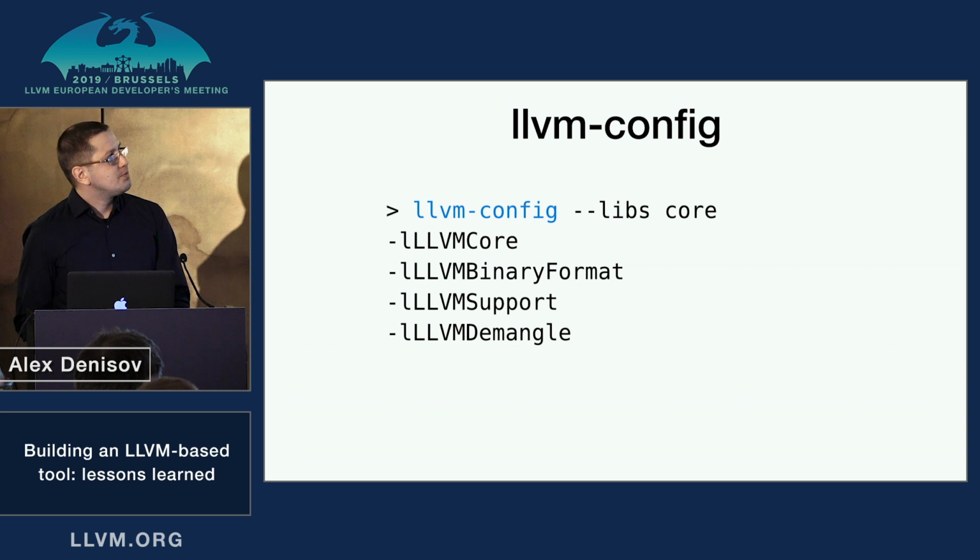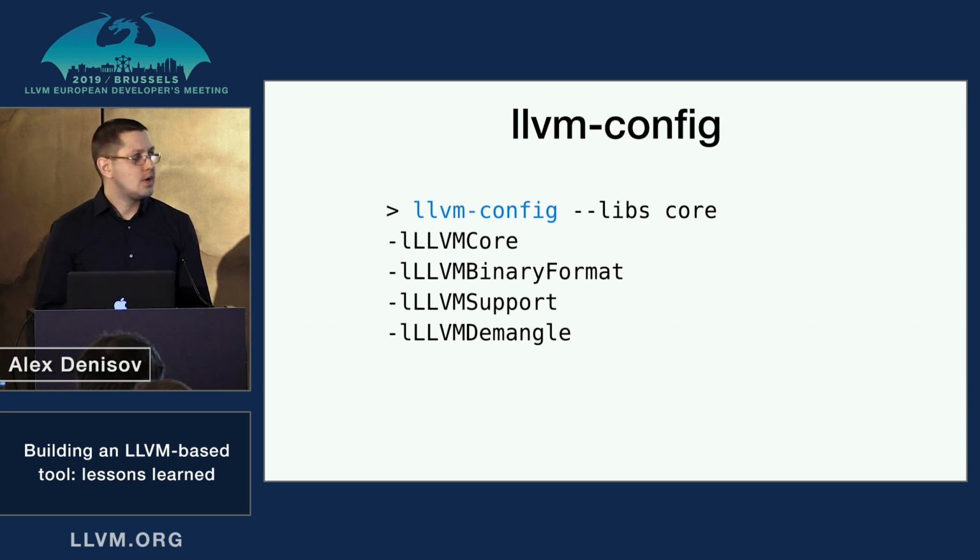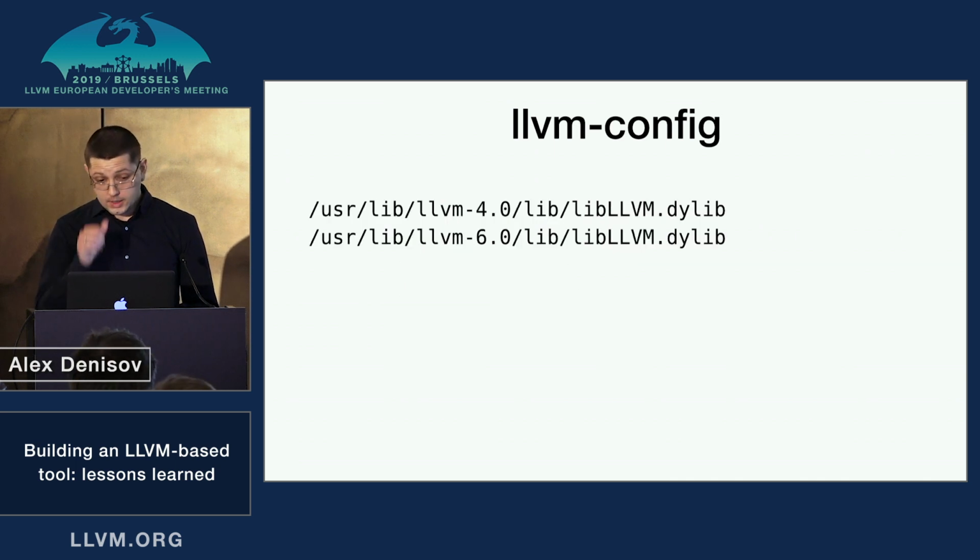So the second pitfall is libraries. If you want to compile, or if you need to link some libraries, some parts of LLVM, then you just call it like this, with libs, and enumerate the modules or parts of LLVM that you need. It works good so far, unless you have such a setup. It's really easy to get on Linux.